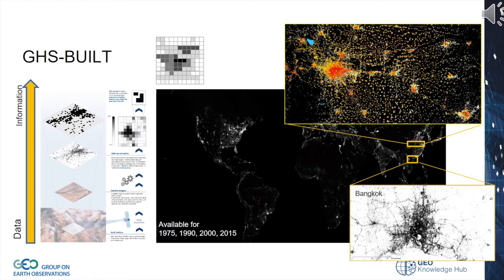By combining the built-up from different epochs, one can visualize the location and size of cities and settlements, as well as the growth of cities and settlements. The image to the right shows the colors red, orange, yellow, and white used to represent respectively the epochs 1975, 1990, 2000, and 2015. That information is of relevance for a number of users, including urban and regional planners, and key to the new urban agenda.